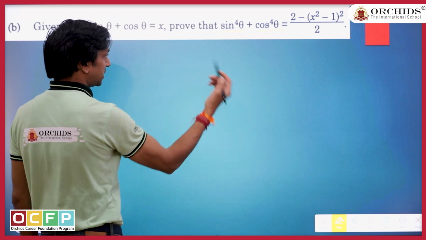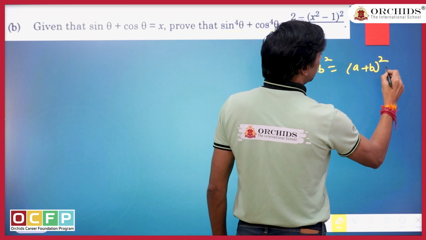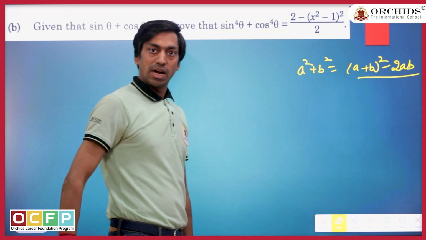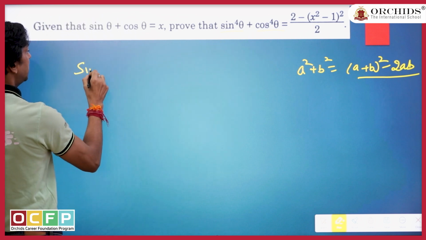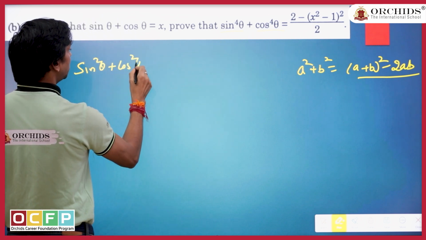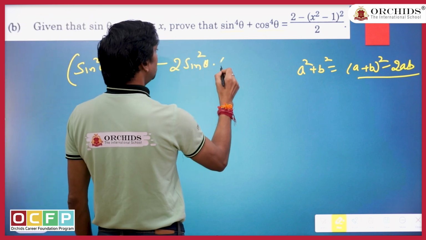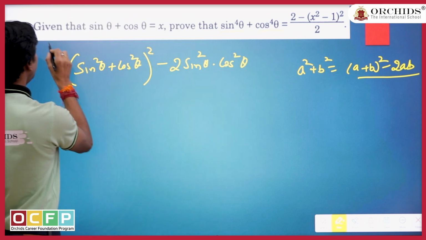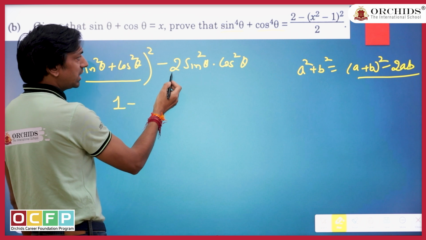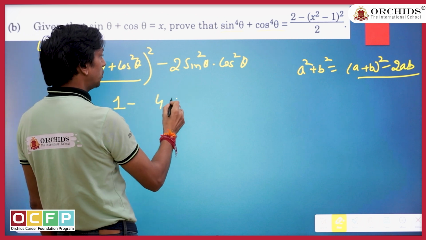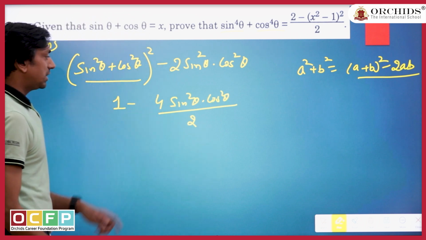So I can write this expression because we know a square plus b square is equal to a plus b whole square minus 2ab. I can use this identity. So sin raised to 4 theta plus cos raised to 4 theta can be written as sin square theta plus cos square theta whole square, minus 2 sin square theta into cos square theta. So I have taken the left hand side and I am writing it in this way. This is equal to 1, so 1 square is 1, minus, I am multiplying and dividing this by 2, so it becomes 4 times sin square theta into cos square theta divided by 2. We'll see why we are doing it.